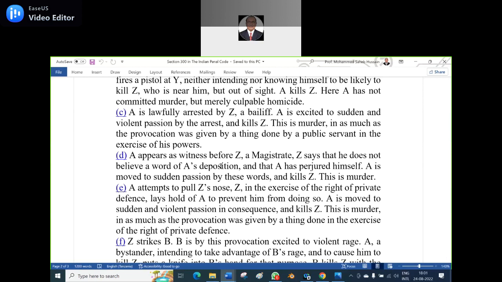A appears as a witness before Z. Who is Z? A magistrate. What does Z say? He does not believe a word of A's deposition. He doesn't trust A. Magistrate Z says that A has perjured himself, and A is provoked, moved by sudden passion by these words uttered by the magistrate, and kills the magistrate. It is not culpable homicide amounting to murder; it is purely a murder.